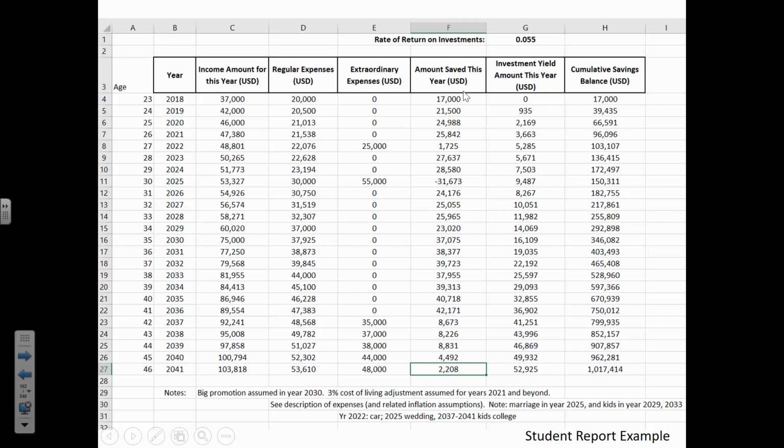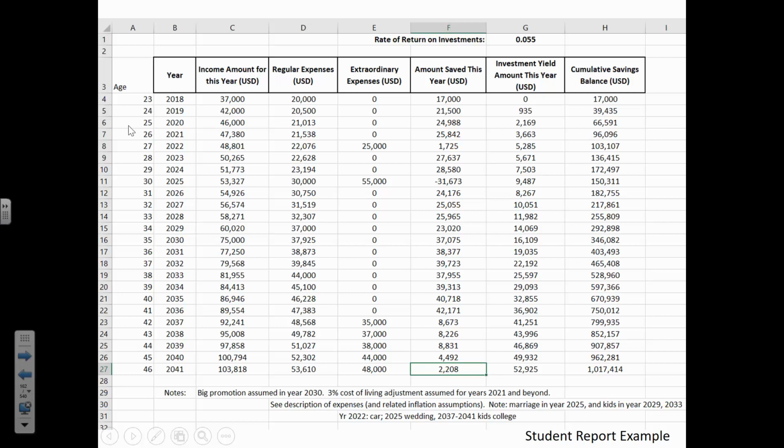So let me reiterate one more time. Amount saved this year is the difference between income and expenses. And by the way, expenses includes taxes. Tax is an expense. So you need to do a little bit of research on how much is income tax, how much is property tax, how much sales tax will you be paying. So really, how much money do you have left over in this column? This amount saved this year is the amount that you could save because all of your needs and wants have been satisfied and you have excess money.